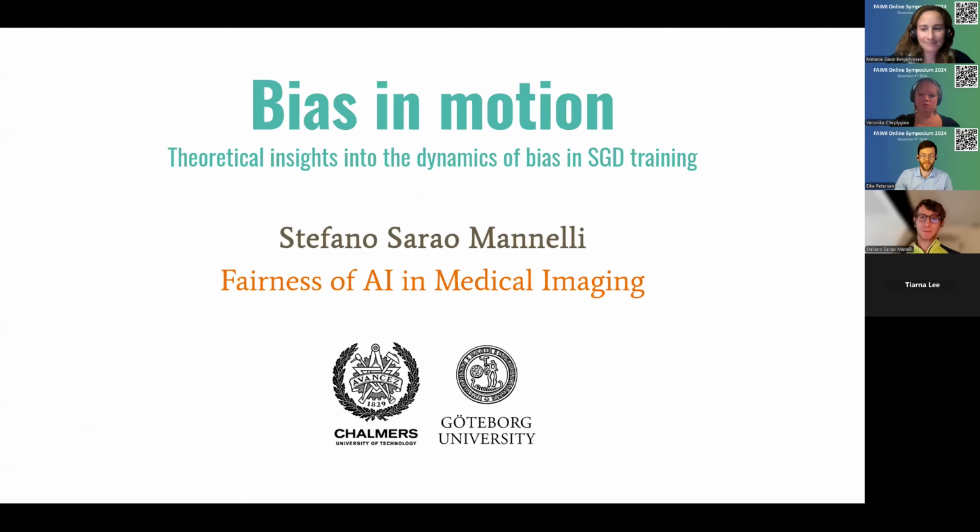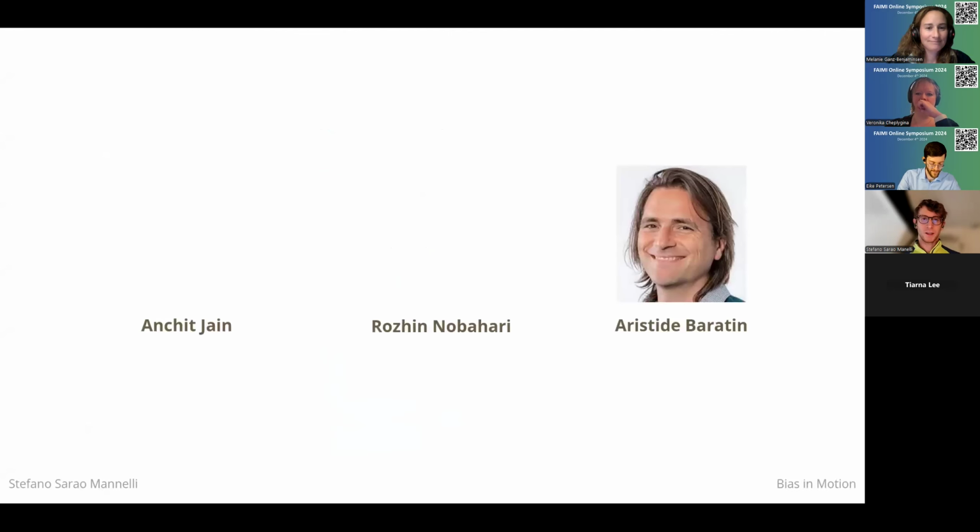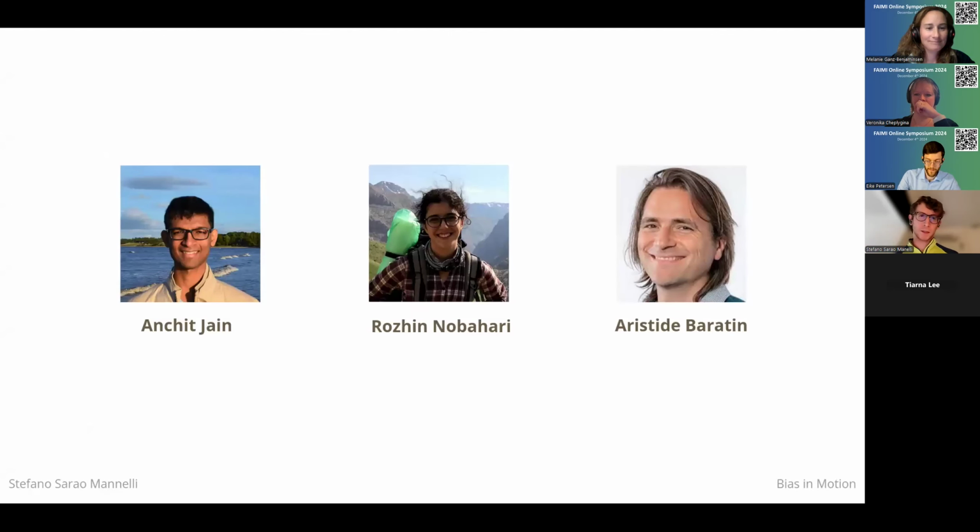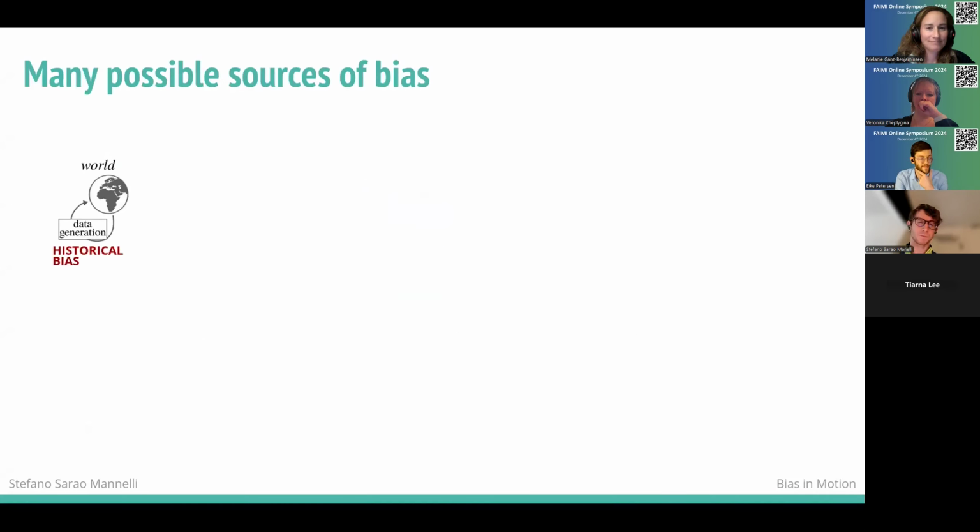I'm going to talk about bias in motion, which will be a bit of a more theoretical angle on the problem. So I'm very interested in understanding your opinion, your questions about this topic as well. This is a NeurIPS publication. It will be presented next week at NeurIPS, and it's a work in collaboration with Anchit Jain, Rosina Bahari, and Ariste Baratin.